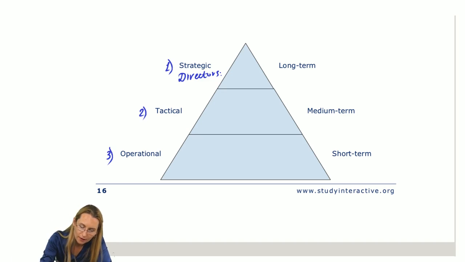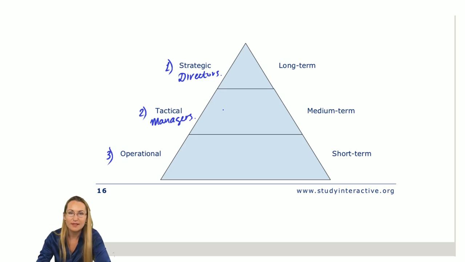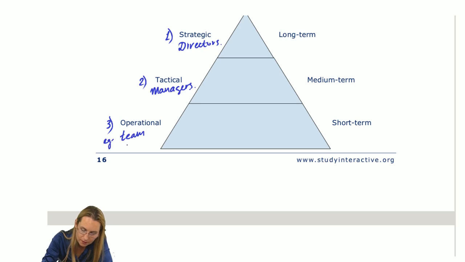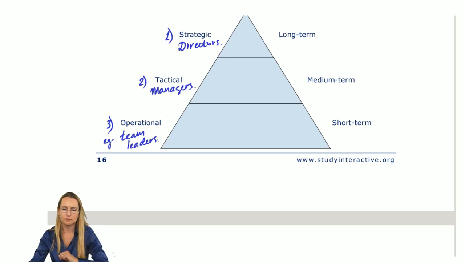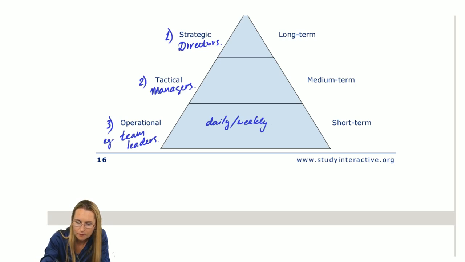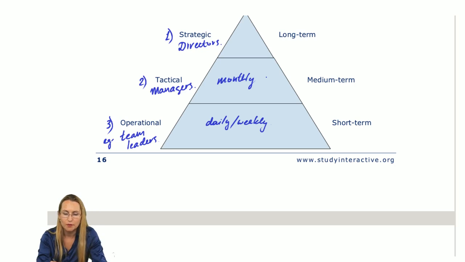Then for tactical, they are managers. And operational, well, it's still management, but on a smaller scale. So let's say maybe team leaders. So for example, team leaders. So operational management would be making decisions on a daily basis or weekly basis. Tactical managers would be looking at monthly, maybe quarterly, and directors are going to look at long term, so more than 1 year.